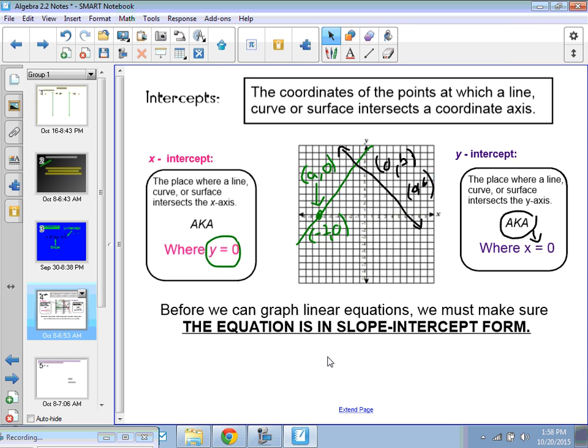Before we graph linear equations, we must make sure the equations are in slope-intercept form. So before we can graph, which will be our next lesson, we need to make sure that they are in this slope-intercept form. It's extremely important that we do that, because if they aren't in slope-intercept form, we can't graph them. That was a terrible line by me. I'm sorry. But they have to be in slope-intercept form.